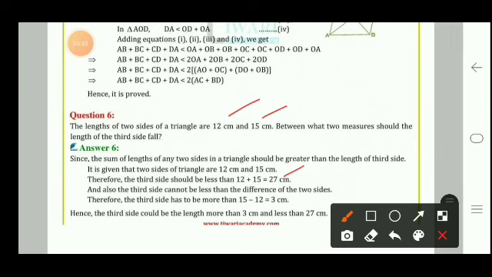Also the third side cannot be less than the difference of the two sides. Therefore the third side has to be more than 15 minus 12, that is 3. So the length of the third side is more than 3 but less than 27. This is the case, so the triangle can be formed.